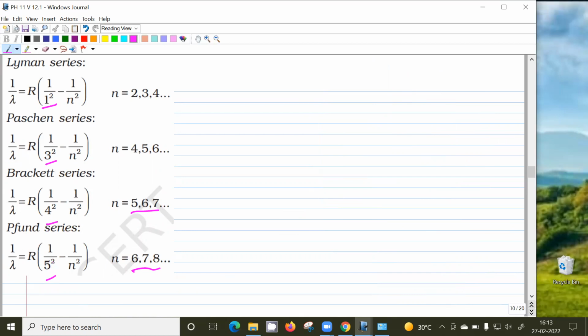Okay, so one relation you can remember is this one: 1 by lambda equals R, where R is the Rydberg constant, approximately 1.09 times 10 to the power 7, into 1 by n final square minus 1 by n initial square. So for the energy of the radiation, 1 by lambda is R into 1 by n final square minus 1 by n initial square. This formula you should remember.